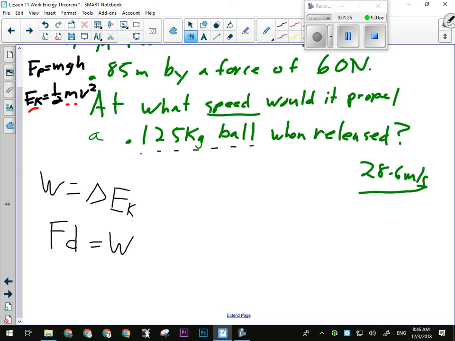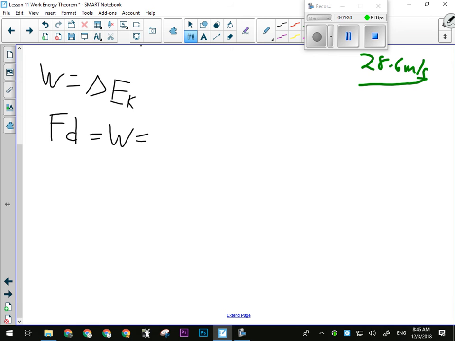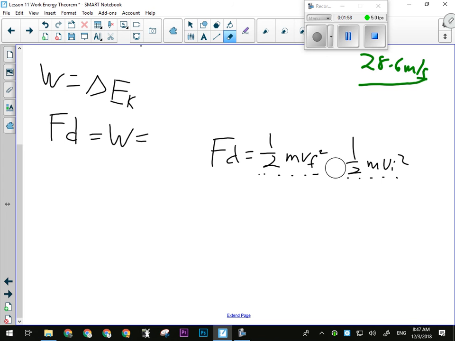So we've got that this will equal our change in kinetic energy. We can simplify this. It looks like this: force times distance equals 1/2 mvf squared minus 1/2 mvi squared. This is the formula for kinetic energy from last week. This would calculate the final kinetic, and this would calculate the initial kinetic. Now, when the ball is sitting in the rubber band, how much kinetic energy does it have? 0.